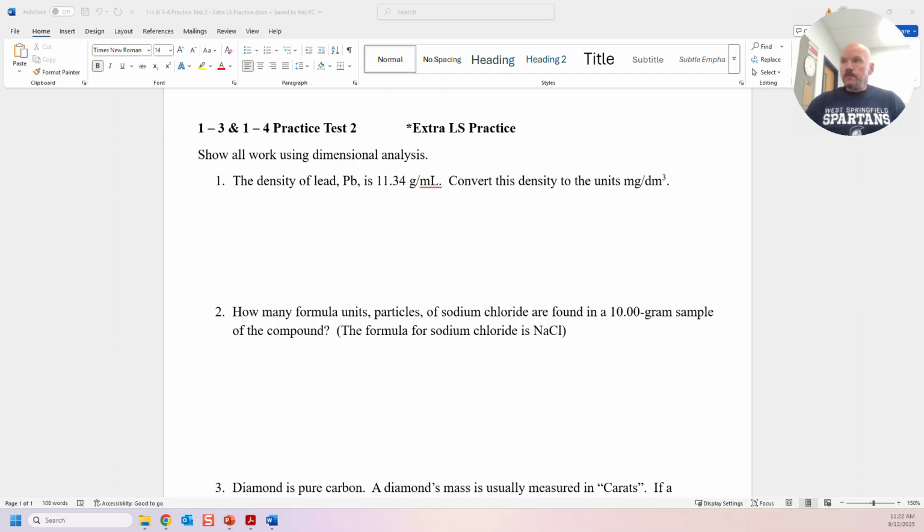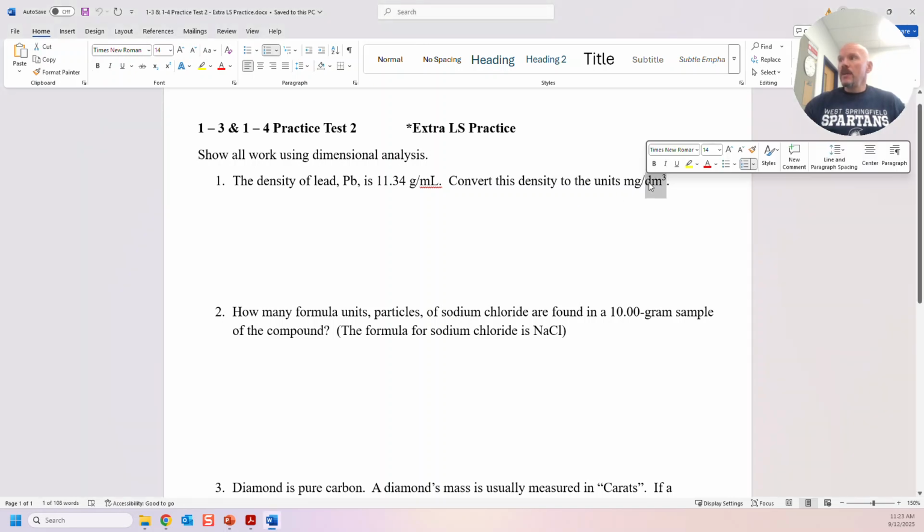Okay, so the first question here, we have the density of lead reported in grams per milliliter, and we just want to change that to milligrams per decimeter cubed. The thing I will say is you have milliliter as a volume measurement unit, and then you have decimeter cubed. They're not the same thing, but this is probably a good time to remember that a decimeter cubed is the same thing as a liter. So if you just want to replace this with an uppercase L, liter, having milligrams per liter is the same thing as a decimeter cubed.